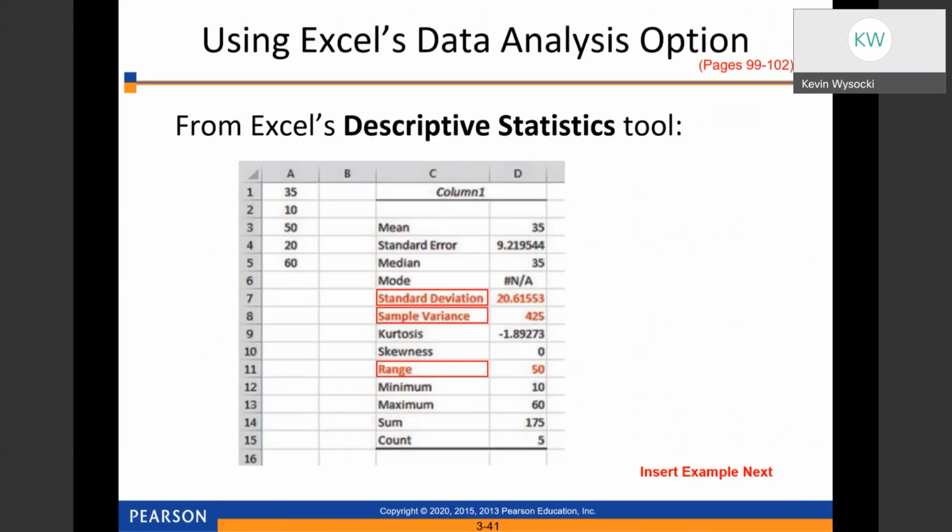Again, we looked at this earlier in the data analysis tool, descriptive statistics. It pops up and gives you the standard deviation and the variance. Both those values that it gives are the sample. It also gives the mean, the median, the mode, the min and the max, the count, and the range. So there's quite a bit of information in just that one.